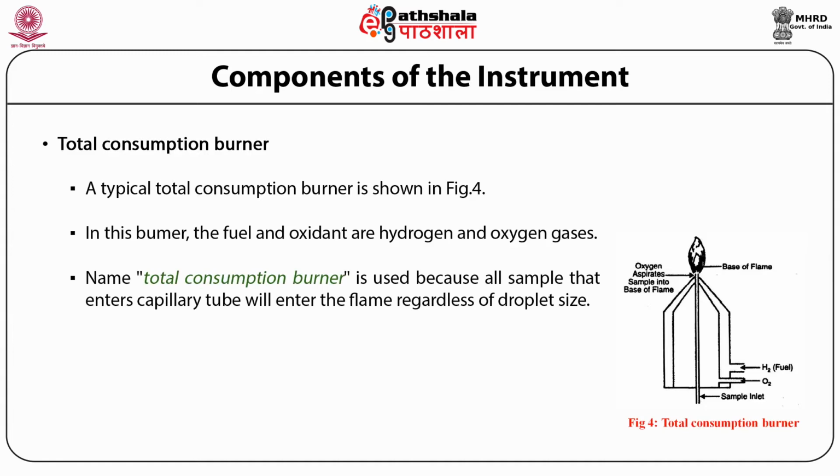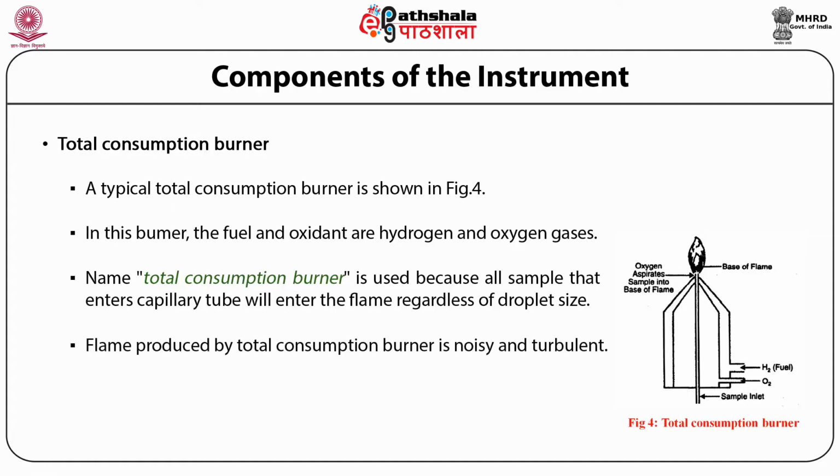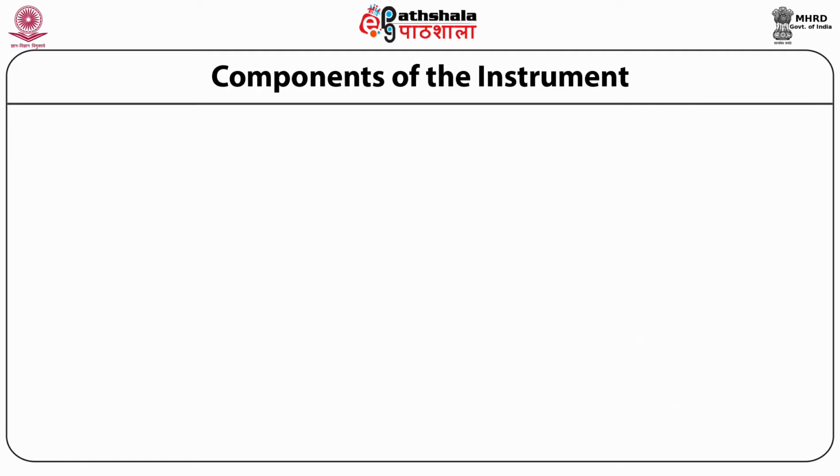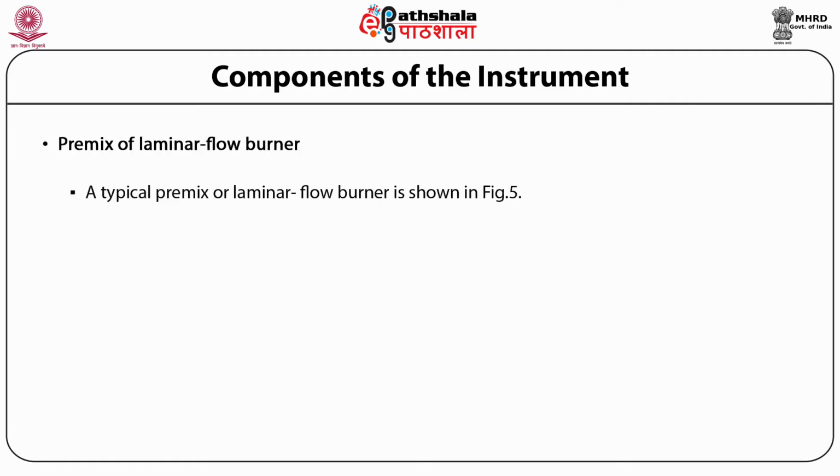The name total consumption burner is used because all the sample that enters the capillary tube will enter the flame regardless of droplet size. The flame produced by a total consumption burner is noisy and turbulent, but can be adjusted to produce high temperatures by proper control of the fuel to oxidant ratio. This burner was used for a number of years, but its use has been stopped and replaced by other types of burners. The third one is the premix or the laminar flow burner.